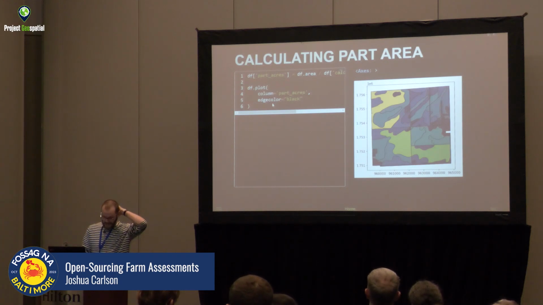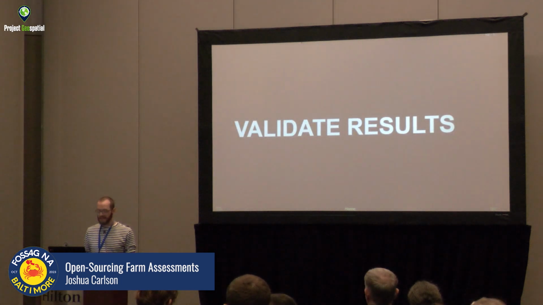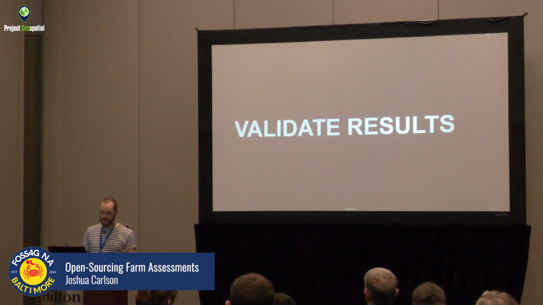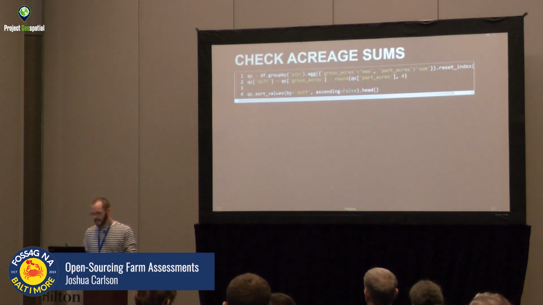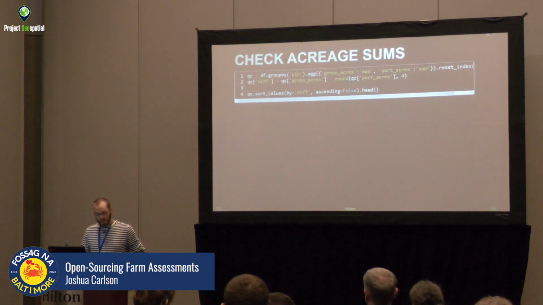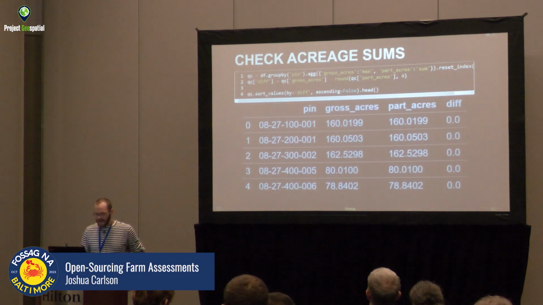Now, one of the key goals is making sure this is accurate, so we can introduce validation steps. If I have all of these parts that are supposed to represent portions of that parent parcel, they should add up to the same acreage, right? So that's what we're doing here. We're just going to do an aggregation using pandas, and I am rounding it off to 4 decimal places because that's all the assessments database can handle. I could be more precise, but it won't benefit me any. And so that looks like this.